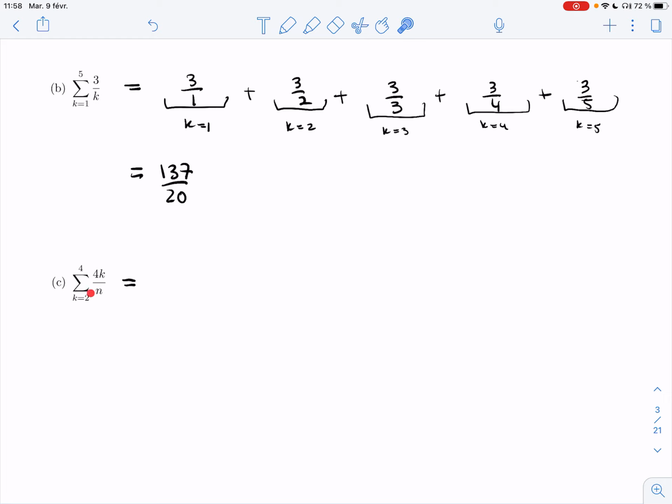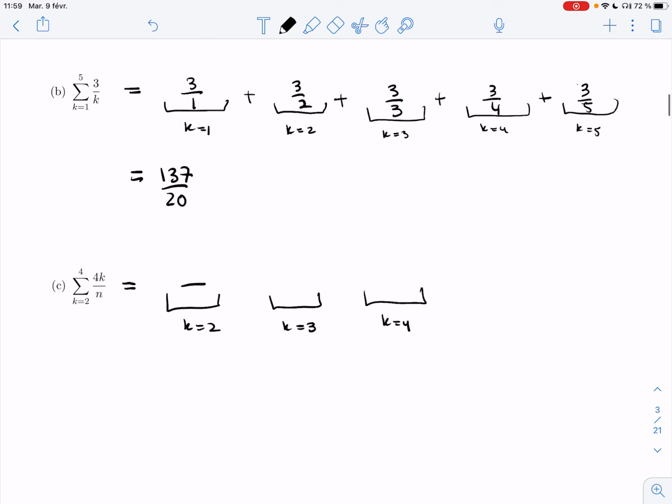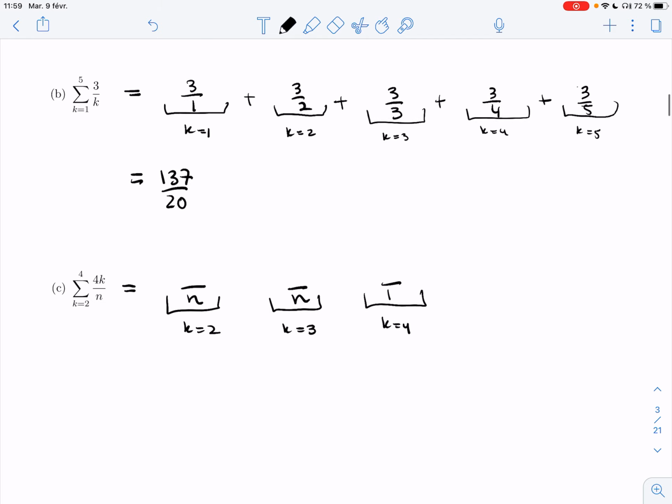Let's try one more. I'm starting at 2 and I'm going all the way to 4. So not too far. I have 2, I have 3, and I have 4 to do. Notice that I have a second variable here, n. n doesn't take any value. I don't have a summation for n, so n will just stay. So my denominator will have an n in it. And then I'm going to plug in k equals 2, so I'm going to get 8. I'm going to get 3 times 4, that's 12, and 4 times 4, that's 16.